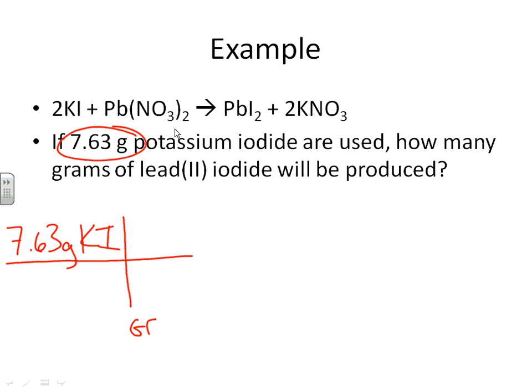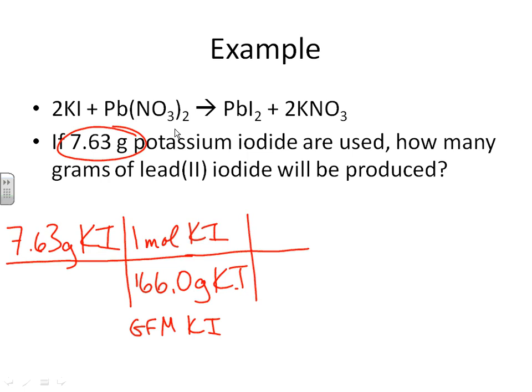So we're going to use the gram formula mass of potassium iodide, which is 166 grams KI for every 1 mole of KI. Again, as a reminder, please do take your gram formula masses out to the 10th, not the ones, take it to the 10th. That turns grams of potassium iodide into moles of potassium iodide. Now we can use the coefficients in the balanced equation to turn information about one compound into a second compound.